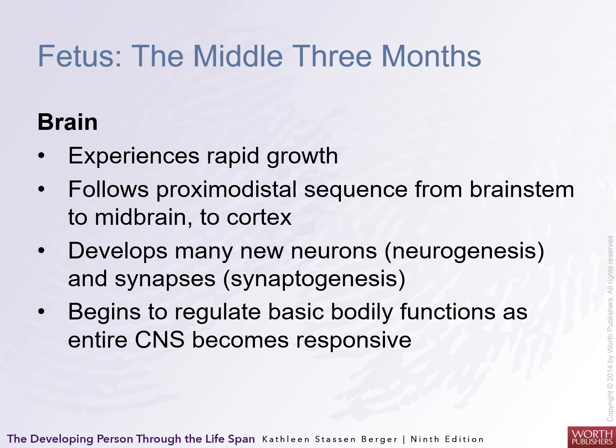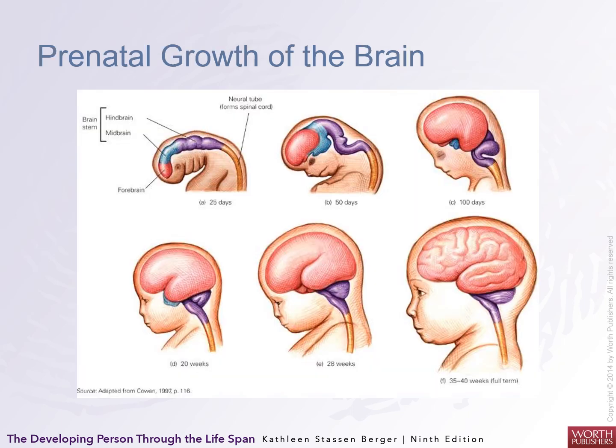In the middle 3 months, the brain experiences rapid growth. It follows proximodistal sequencing from the brainstem to the midbrain to the cortex. It develops many new neurons, called neurogenesis, and many new synapses, called synaptogenesis. The key word, the root of the word, is genesis. It begins to regulate basic body functions, and the entire nervous system becomes responsive. This image just shows you essentially the development of the neural tube.